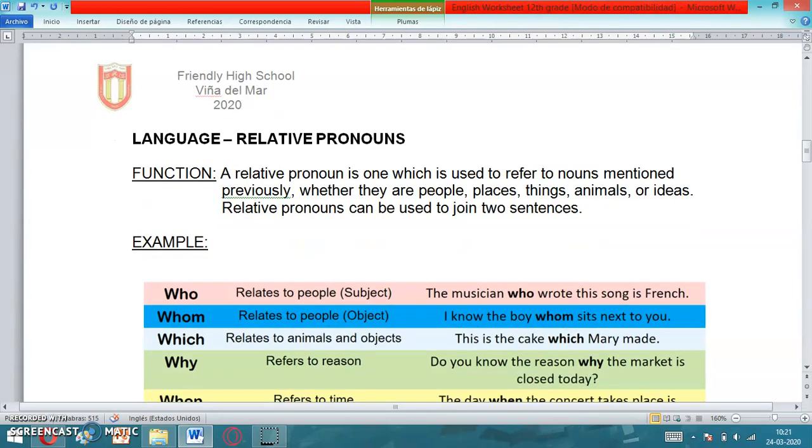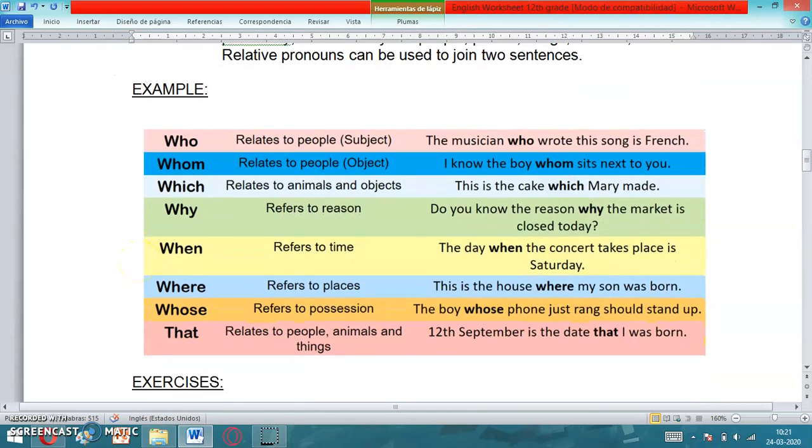with relative pronouns. What is the function? A relative pronoun is a word that is used to refer to nouns already mentioned, whether they are people, places, things, animals, or ideas. And these relative pronouns can join two sentences. For example, here you have all relative pronouns.